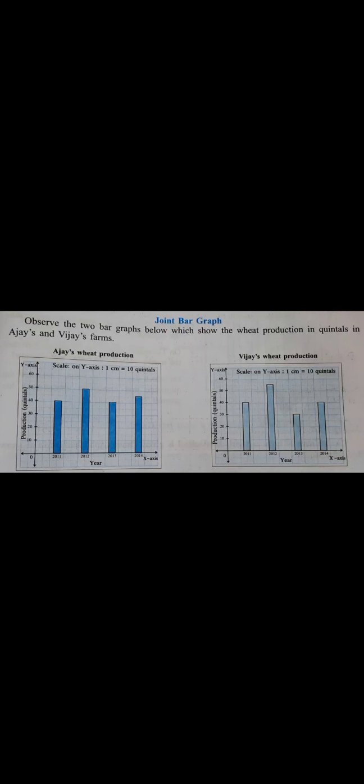Basically, a graph is a graphical representation of the data given to us. Now here Ajay's wheat production and Vijay's wheat production can be shown in a single graph, and that will be called a joint bar graph. What you need to know is it has the same y and x axis. The same factor is the wheat production, and only to represent Ajay and Vijay we will shade it in two different ways so that you can see the difference when it is represented in a single graph.